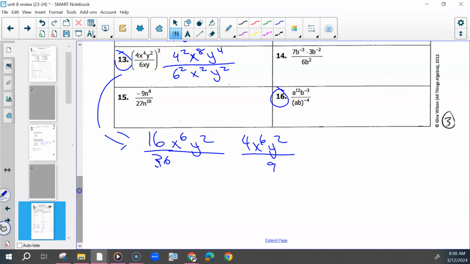Questions on that? We have to deal with the power on the outside of the parentheses first. We have a to the 12th, b to the negative 3, over a to the negative 4th, b to the negative 4th. Multiply your exponents. And then you could either subtract the exponents as is, or take the negative exponents and flip them, and then deal with those as is. It doesn't matter. If we were subtracting, 12 minus a negative 4 would be a to the 16th. Negative 3 minus a negative 4 would be b to the 1st.